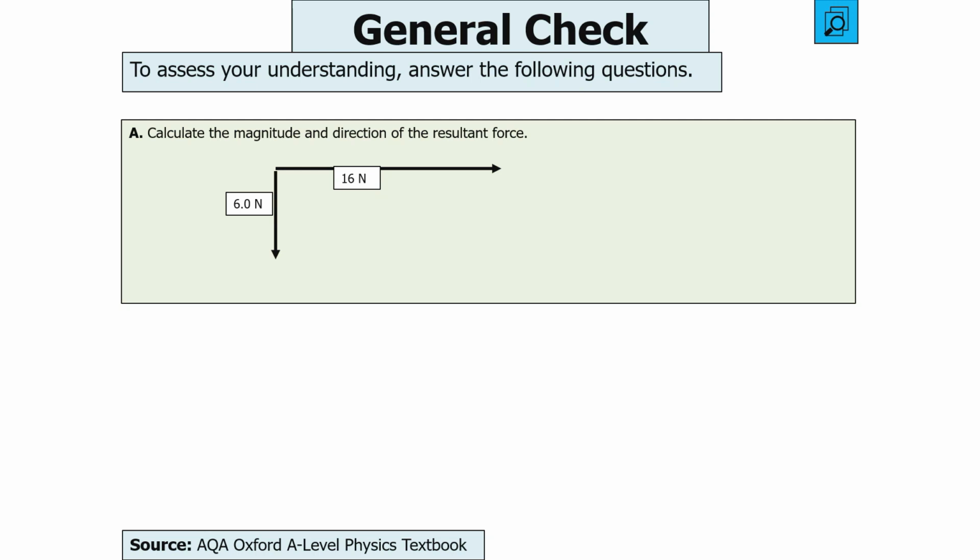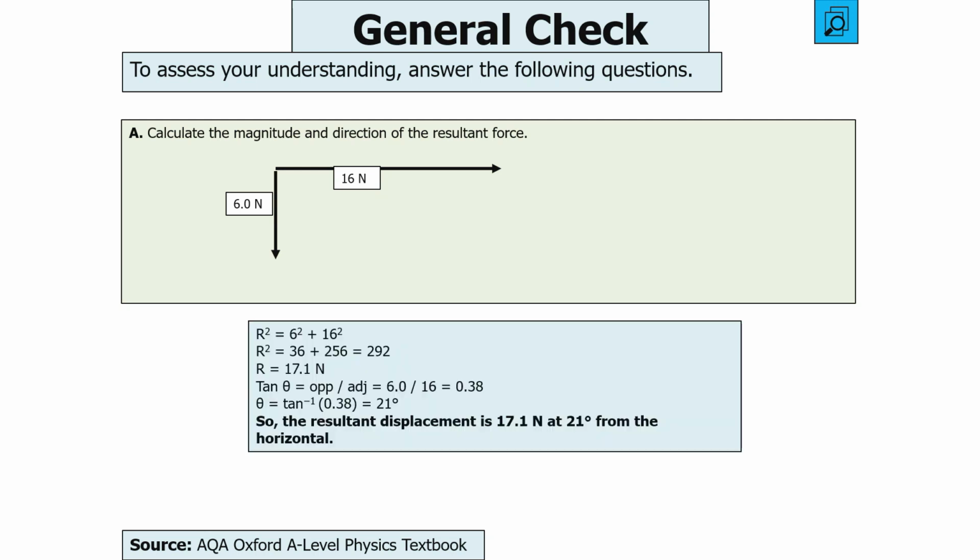Calculate the magnitude and the direction of the following resultant force. So we do r squared is equal to 6 squared plus 16 squared, so we get 292. So therefore r is equal to 17.1 newtons. Tan theta is equal to opposite over adjacent, so 6 over 16, which is 0.38. So theta is equal to 21 degrees. So our resultant displacement is 17.1 newtons at 21 degrees from the horizontal.